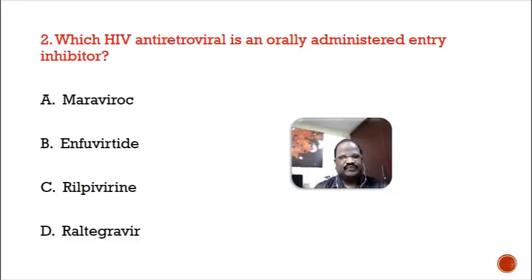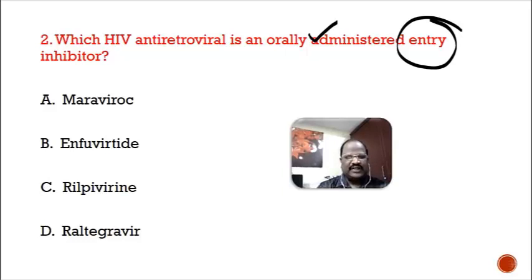Question number 2. Which is the HIV antiretroviral orally administered entry inhibitor? Options given are Maraviroc, enfuvirtide, rilpivirine, raltegravir. Now, which is the entry inhibitor that is given orally? That's the question. We know among the four options, the entry blockers are Maraviroc and enfuvirtide. Only options A and B are entry blockers. In this, which is given orally? The right answer is Maraviroc.